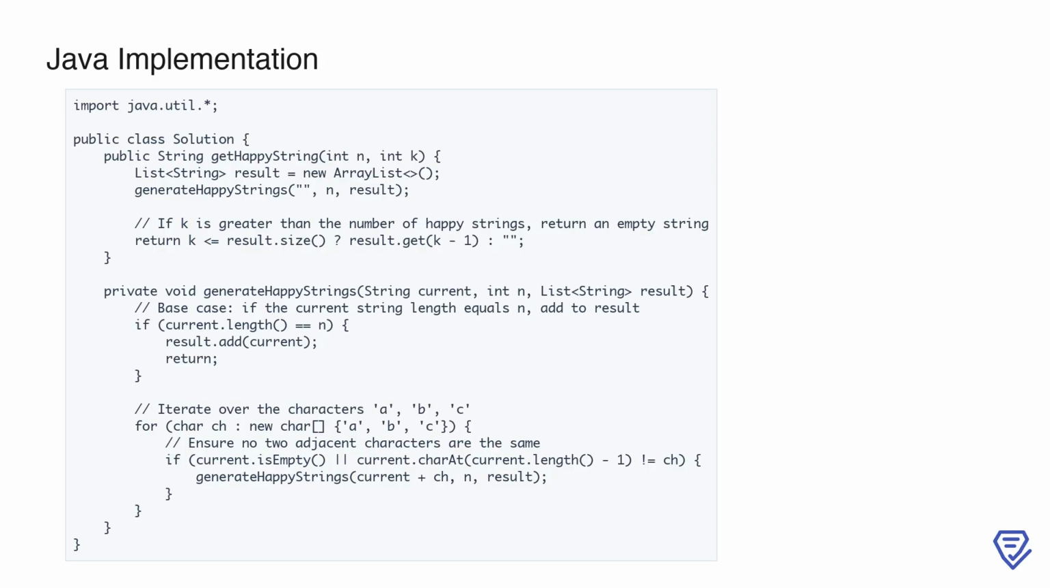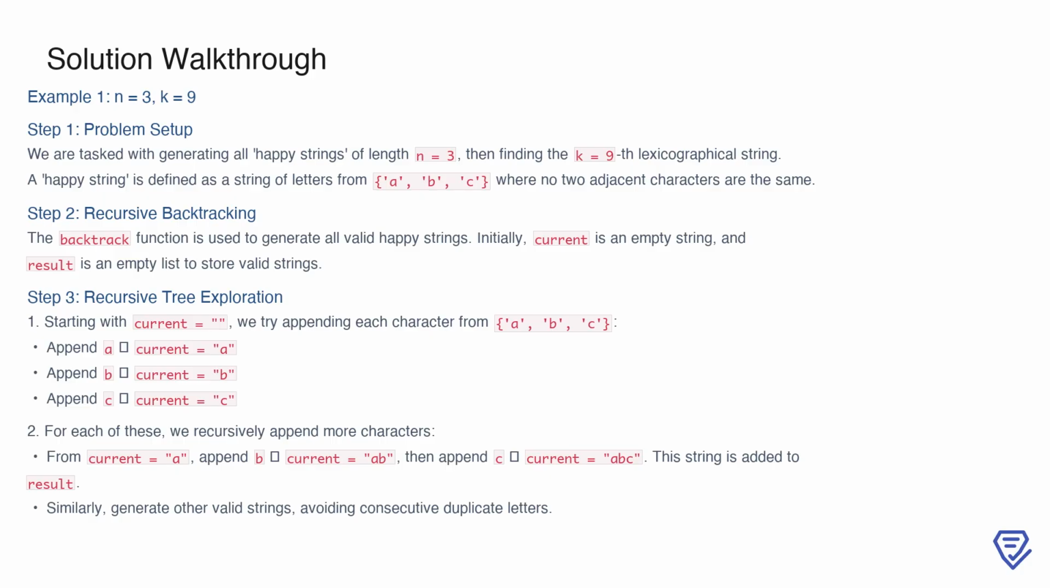To solve this problem, we start by understanding the key requirements. We need to generate all possible happy strings of length 3, which are strings made up of the characters a, b, and c where no 2 adjacent characters are the same. Once we have all these strings, we identify the 9th string in lexicographical order.